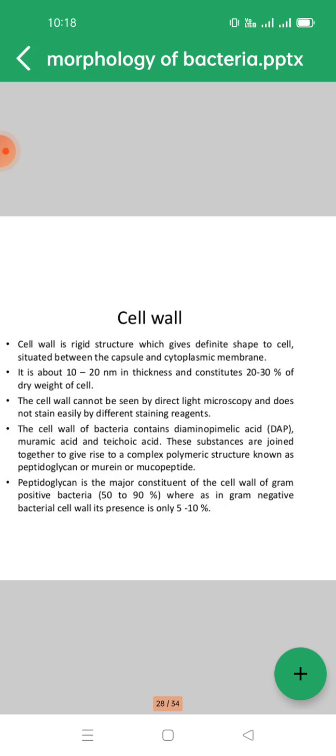Peptidoglycan is a major constituent of the cell wall of gram positive bacteria. In the gram positive bacterial cell wall, there is 50 to 90% peptidoglycan layer, whereas in gram negative bacteria it is present only in a small amount, that is 5 to 10%. Based on this presence only, bacteria are divided into gram positive and gram negative. This classification mainly comes from the cell wall nature of the bacteria. So don't forget it, it is very important in bacteriology.